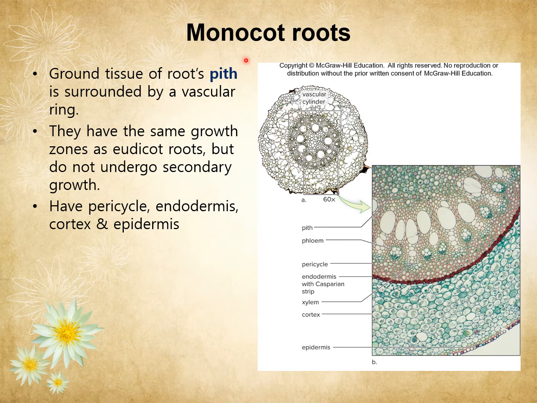So now we go on into monocot roots. In monocots, the ground tissue of the root pith is surrounded by a vascular ring. They have the same growth zones as the eudicot roots, but do not undergo secondary growth. They still have the pericycle, the endodermis, the cortex, and also the outer layer, which is the epidermis.